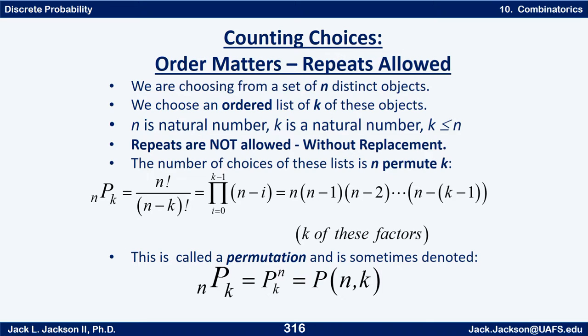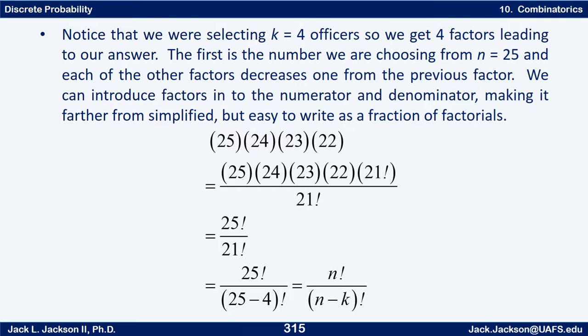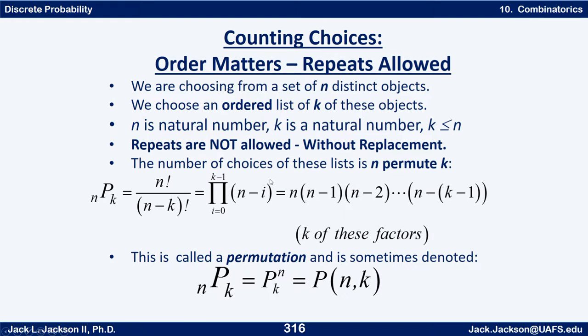Just like the one we were doing before, this was 25 permute 4. So there are 4 factors starting with 25, working our way down by ones: 25, 24, 23, 22, for a total of k equals 4 factors starting with n equals 25. And that's what this is, just a shorthand notation for the product of a bunch of things.